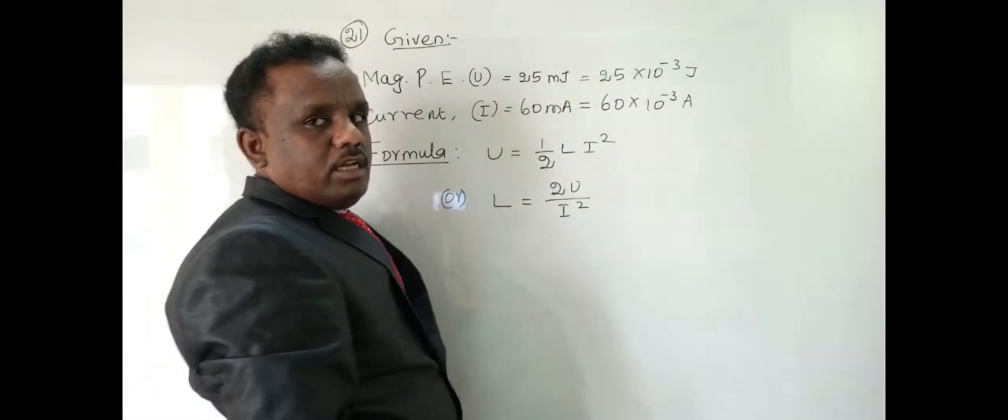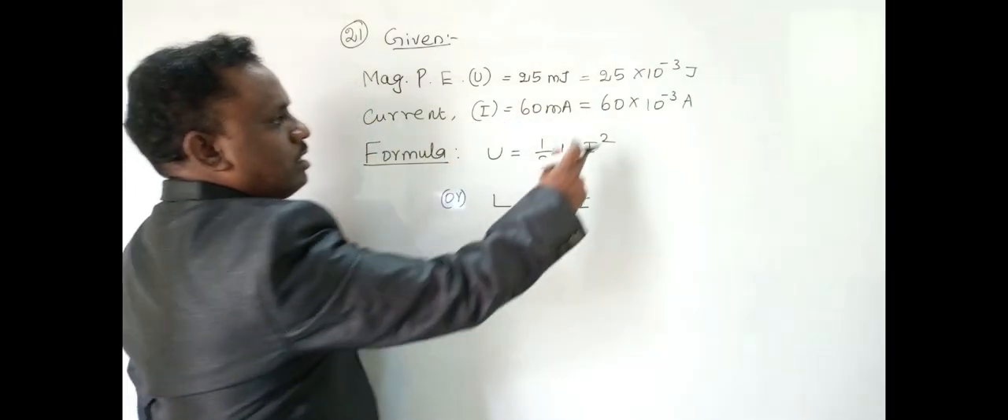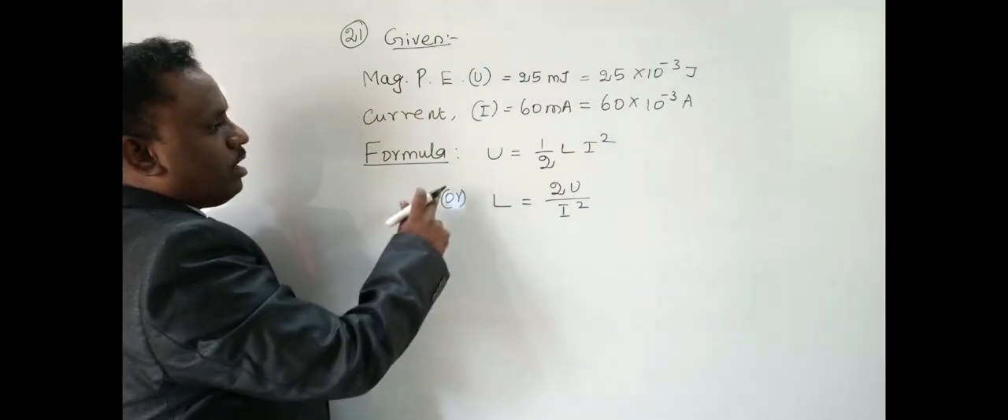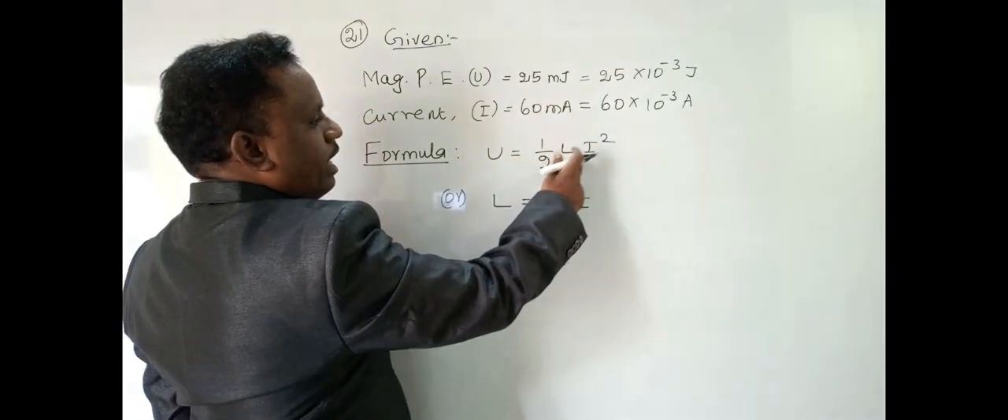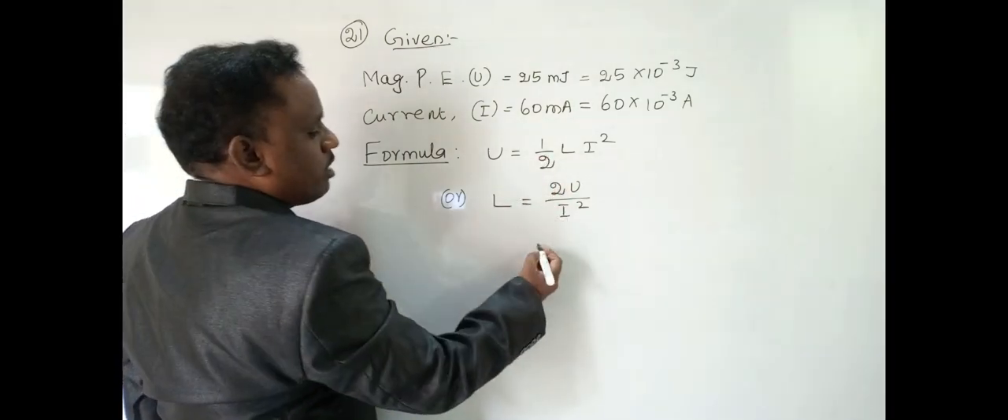21st question. Given values are magnetic potential energy U is equal to 25 millijoule is equal to 25 into 10 power minus 3 joule. Current I is equal to 60 milliamps is equal to 60 into 10 power minus 3 amps. Formula: U is equal to half L I squared. From this formula, L is equal to 2U by I squared.